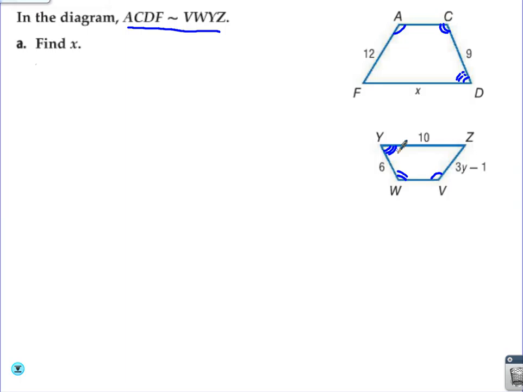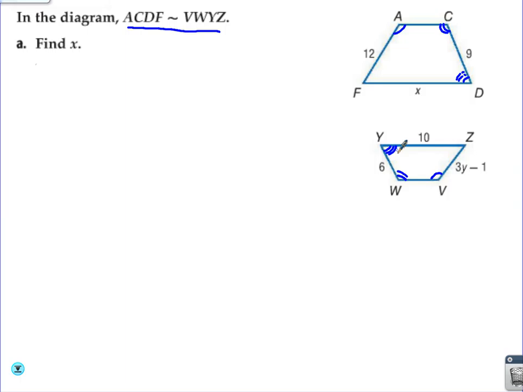Something else it tells us is which side lengths are in ratio, which side lengths are proportional. And here's how you'd work this problem. It says find the value of x here. The next problem is going to tell us to find y. So we'll go ahead and find both of them.